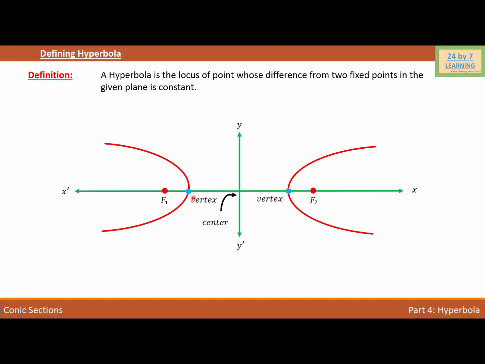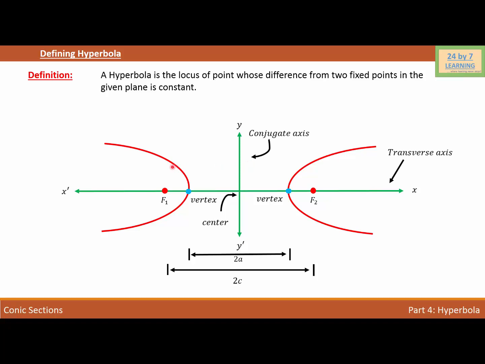Now, if we find the distance between the two vertices, basically this point and this point, then the length will be 2a. And if we find the distance between the first focus and the second focus, then the distance will be 2c, which is over here. The x-axis of the hyperbola is known as the transverse axis and the y-axis is known as the conjugate axis.